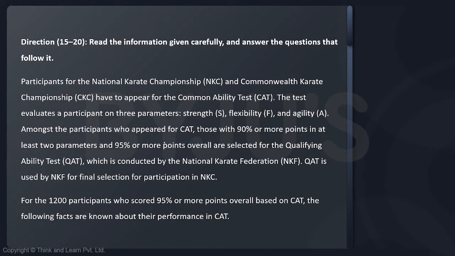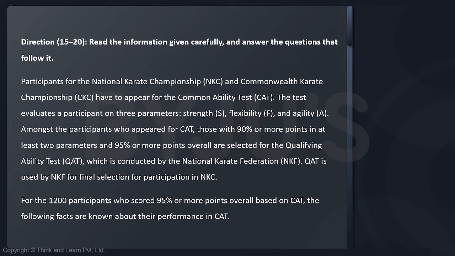So here he says participants for the National Karate Championship and Commonwealth Karate Championship have to appear for the Common Ability Test, that is CAT. The test evaluates a participant on three parameters. What are those three? Strength, flexibility, and agility.